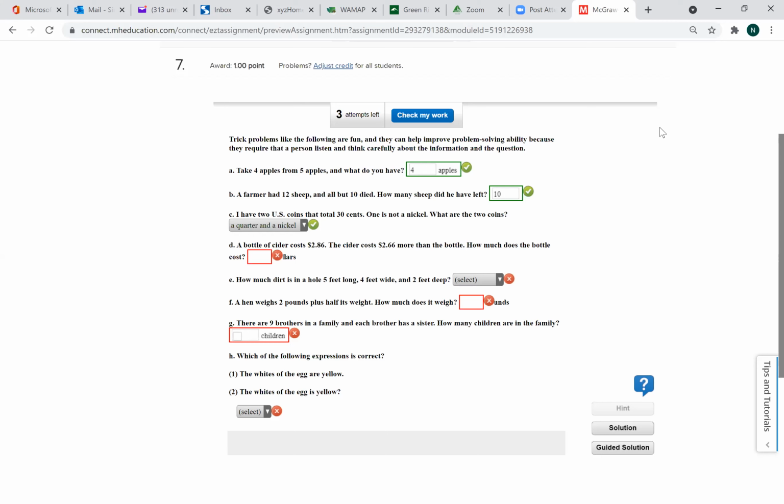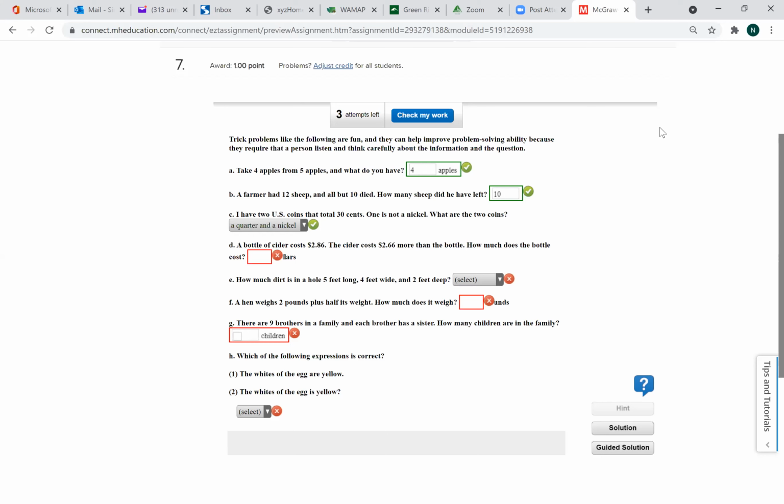How much does the bottle cost? Intuitively, we would think that the bottle costs 20 cents. But I don't think that's the right answer. Excuse me. Yes, awesome. So I have the idea for this one.